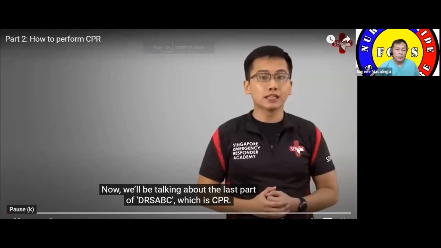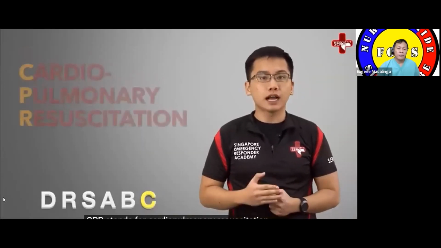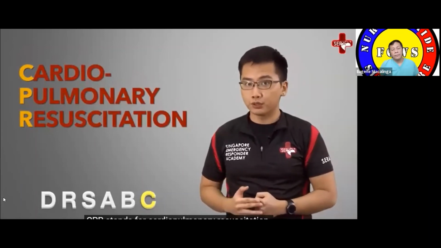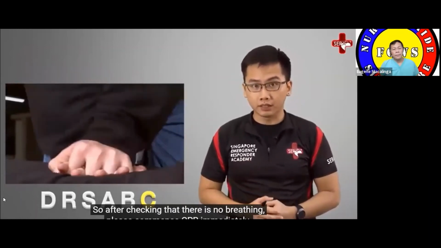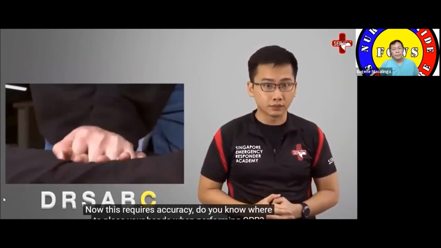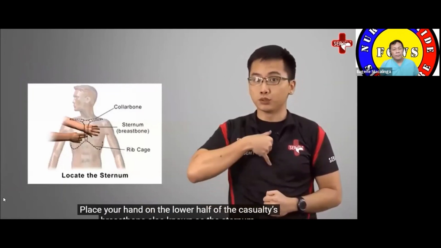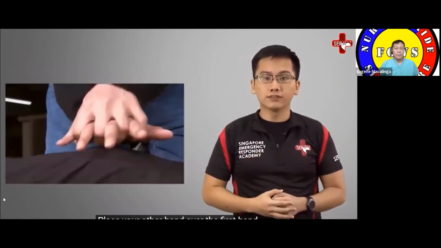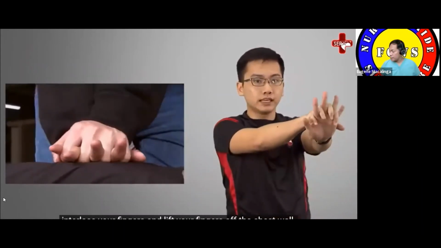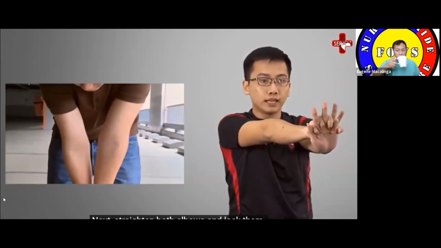About the last part of the RSABC, which is CPR. CPR stands for cardiopulmonary resuscitation. So after checking that there is no breathing, please commence CPR immediately. Now, this requires accuracy. Do you know where to place your hands when performing CPR? Place your hand on the lower half of the casualty's breastbone, also known as the sternum. Place your other hand over the first hand, interlace your fingers and lift your fingers off the chest wall. Next, straighten both elbows and lock them.